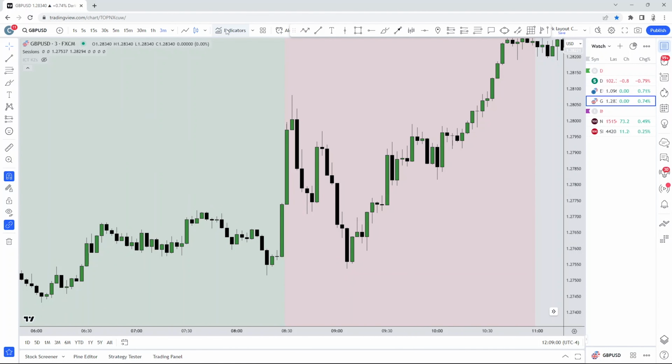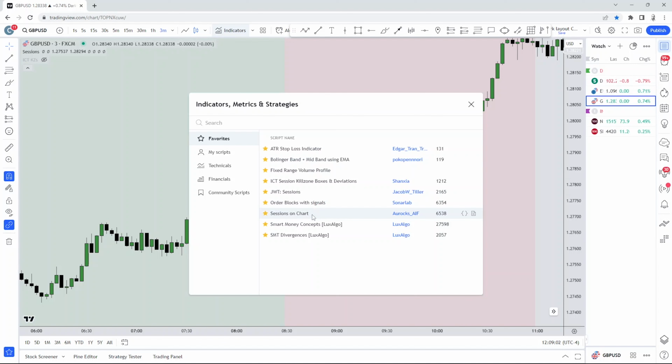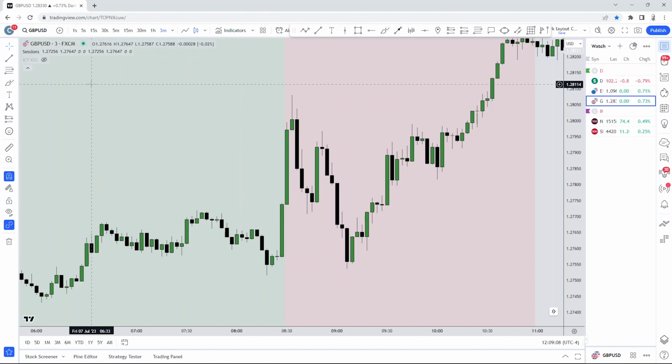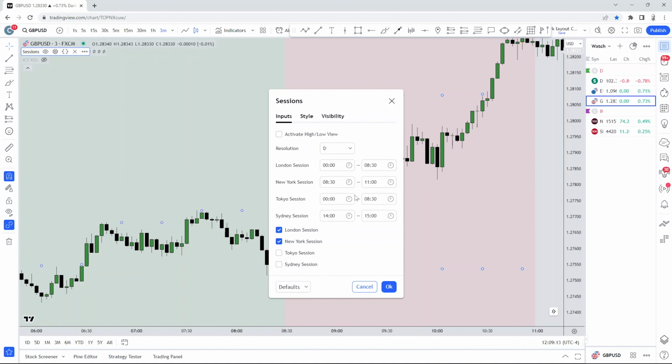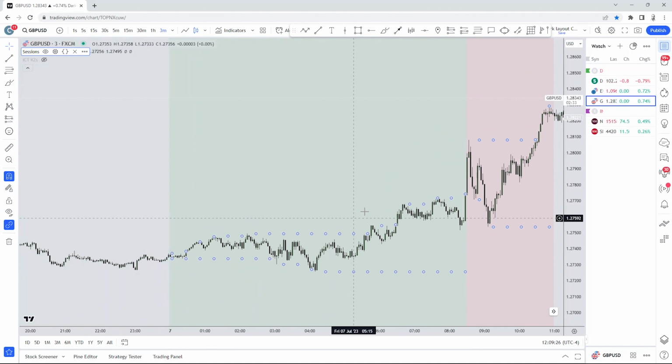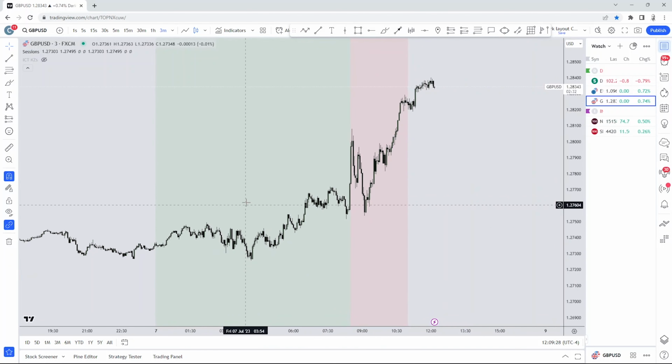Secondly, go to the Indicators tab and find this indicator, Sessions on Chart by Eurox AIF. Click on it and then go on the indicator, click on the settings right here, and what I want from you is to copy those exact settings as I have them right here. In other words, we will be monitoring price action from 12 AM until 8:30 AM.